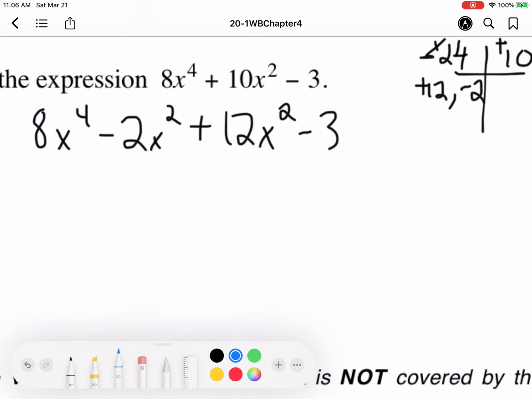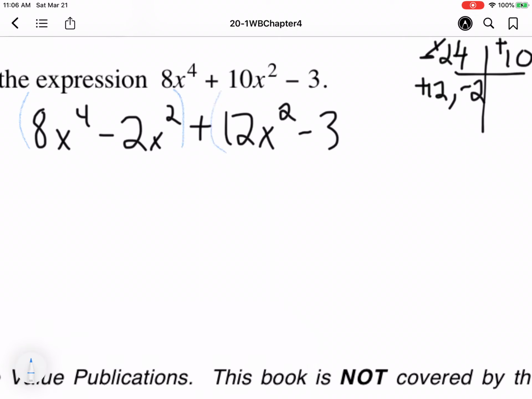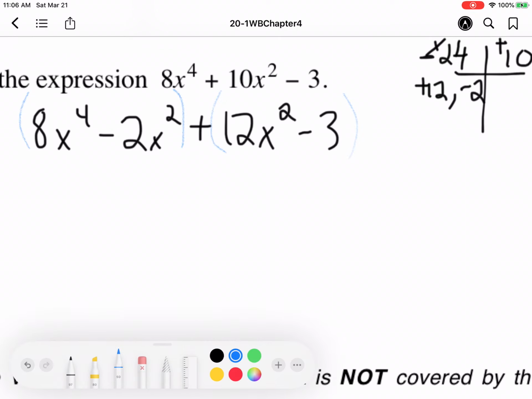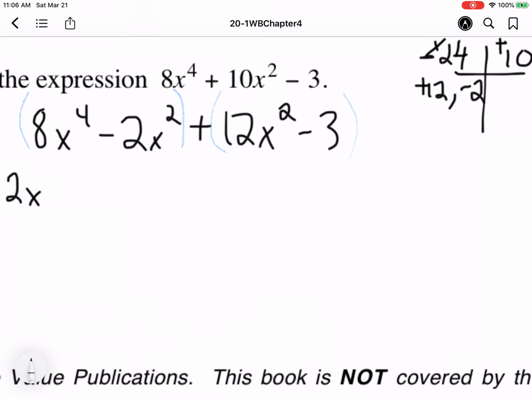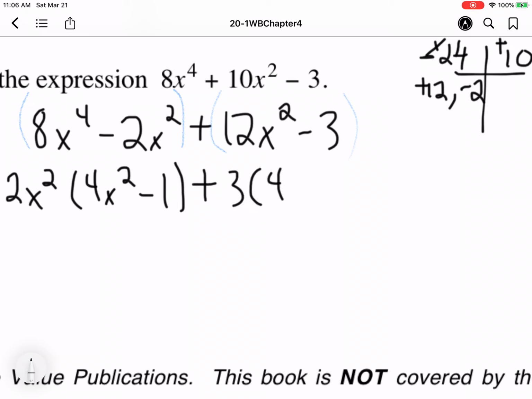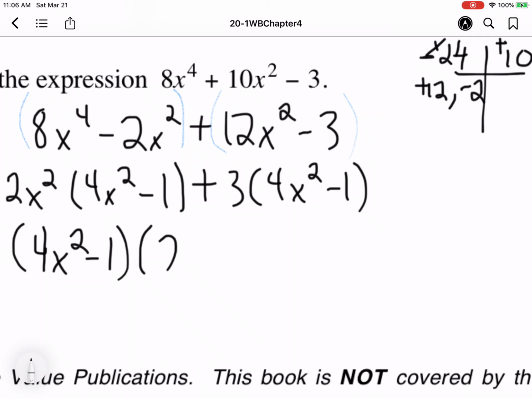Now I've got my groups. Set them up. Check the front one. What can we take out? Well, we can take out a 2x. So take 2x squared, sorry, which leaves me with 4x squared minus 1. The second one, we take a 3 out, which leaves me with 4x squared minus 1. Our factors end up being the same, 4x squared minus 1 and 2x squared plus 3. Okay, so that's where that question kind of ends up.